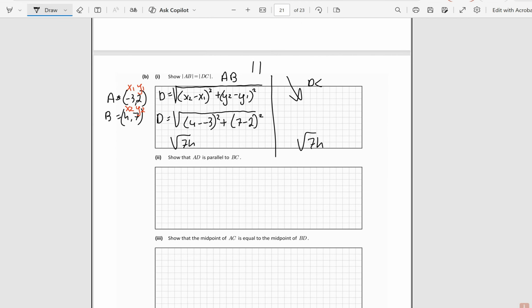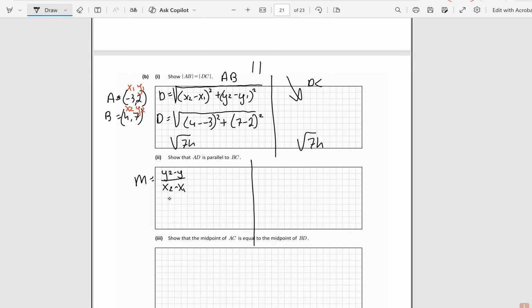Show that AD is parallel to BC. Parallel lines have the same slope. So find the slope of AD, find the slope of BC. So again, you're going to do the same. You're going to split it. Slope formula, y2 minus y1 over x2 minus x1. Yeah, that's the slope. M is for slope.